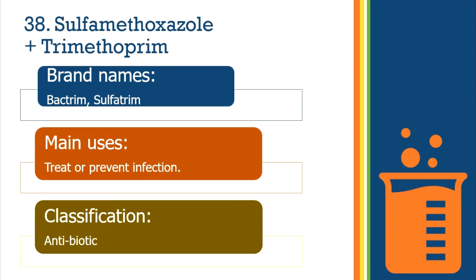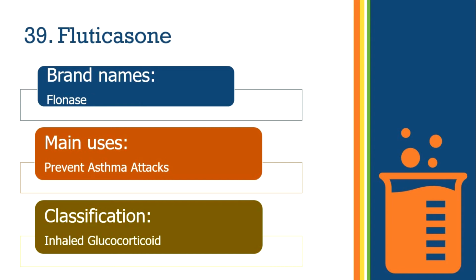Sulfamethoxazole and Trimethoprim. This is a combination drug, and the brand name is Bactrim or Sulfatrim. It is mainly used to treat or prevent infections, and it is classified as antibiotic. Fluticasone. The brand name is Flonase. It is mainly used to prevent or treat asthma attacks. The classification is inhaled glucocorticoid.